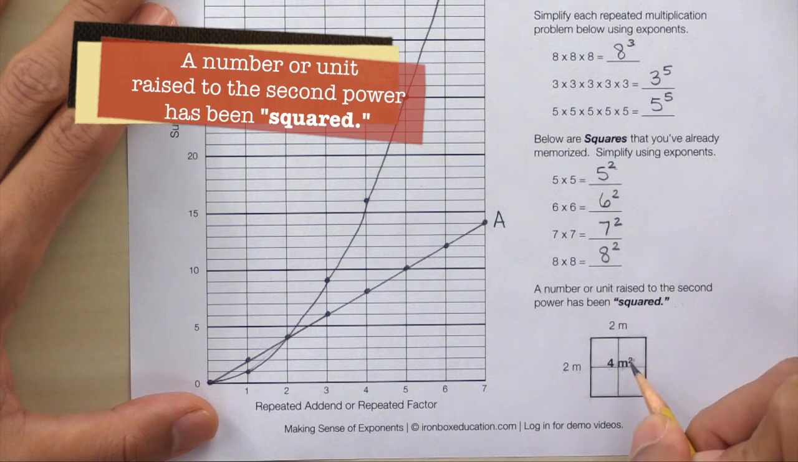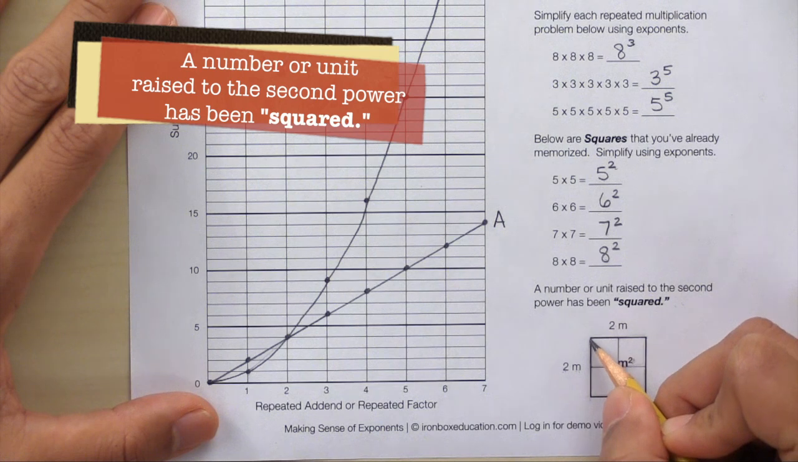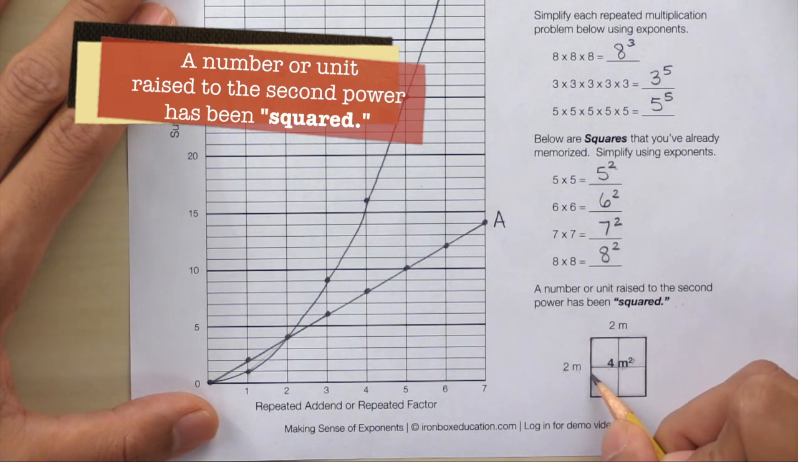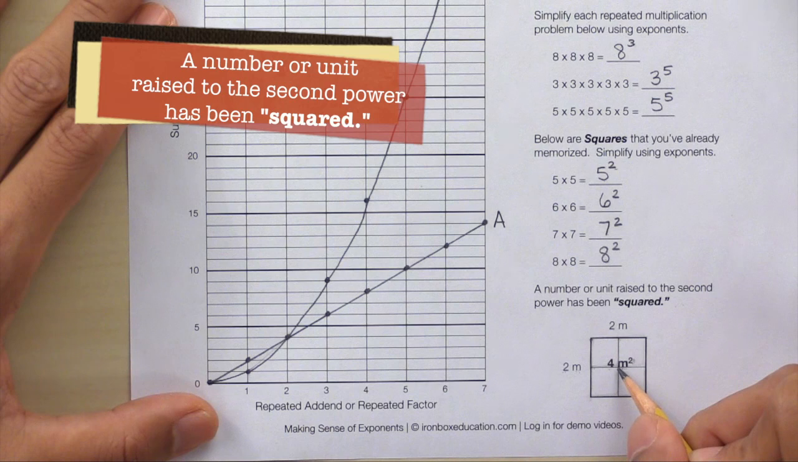This can also be pronounced as meters squared because it makes square meters. So this length is 1 meter, but this area is 1 square meter. Here's 2 square meters, 3 square meters, and 4 square meters. And that's why meters to the second power can be pronounced as meters squared.